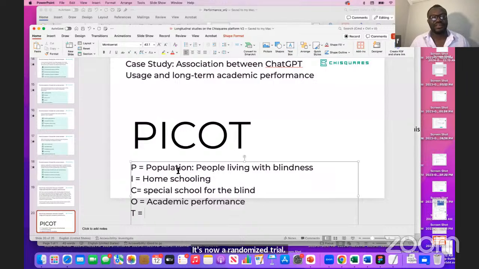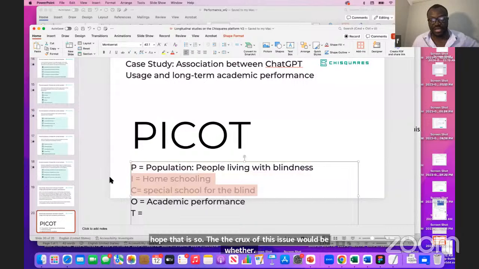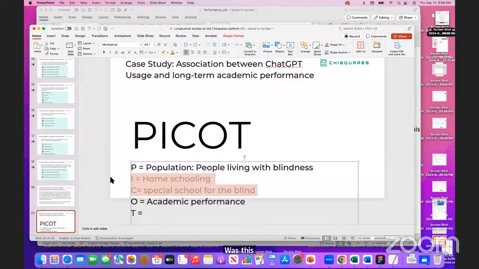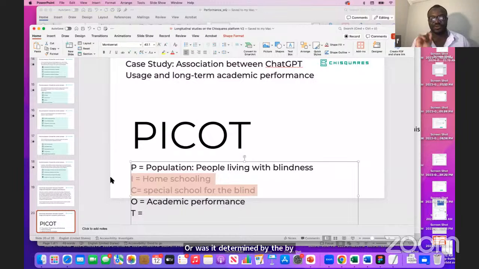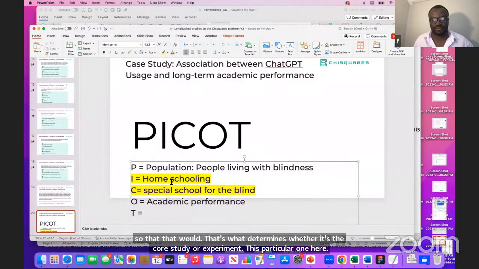So the crux of this issue will be whether what happened here was an exposure that was determined by you, the investigator, or was it determined by nature. That's what will determine whether it's a cohort study or an experiment. This particular one here, where you're the one who assigned treatment. I hope that is clear.